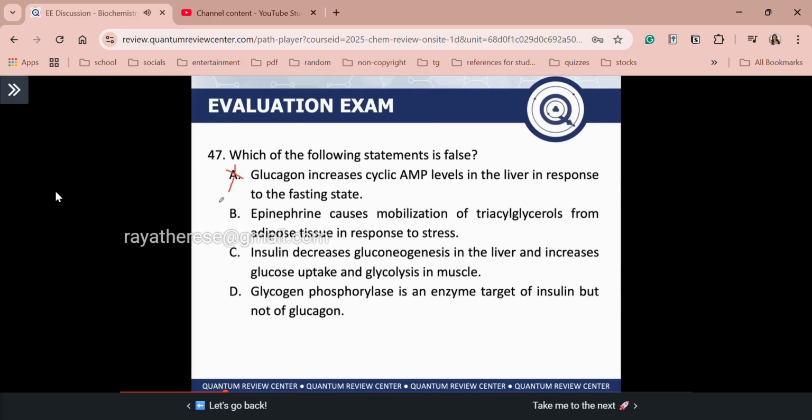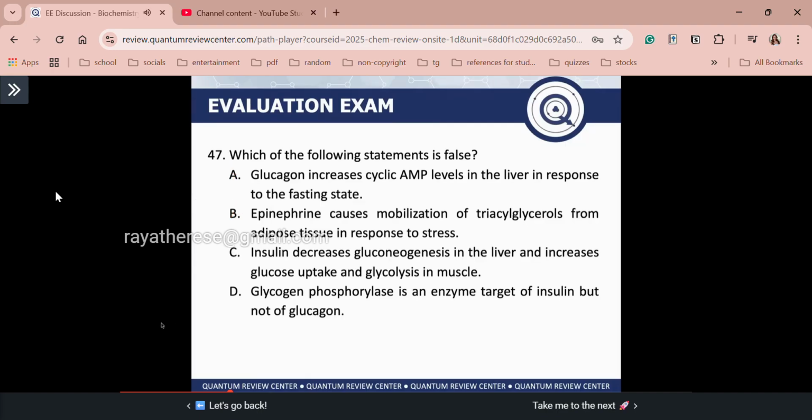Let's check letter B. Epinephrine causes mobilization of TAGs from adipose tissue in response to stress. Yes. So class, when we are stressed, our body finds an alternative energy source, because it does not want to deplete our glycogen reserves. Okay? That's why we use your fight or flight hormone, right? Epinephrine, in order to mobilize our TAGs as our source of energy during stress. So class, letter B, again, is a true statement, not our answer for 47.